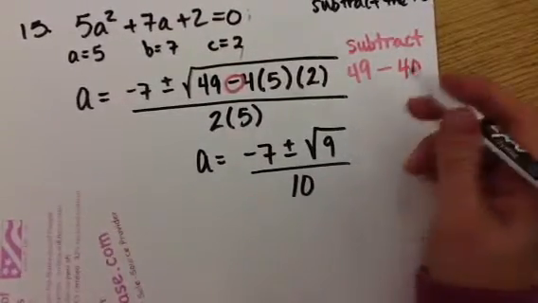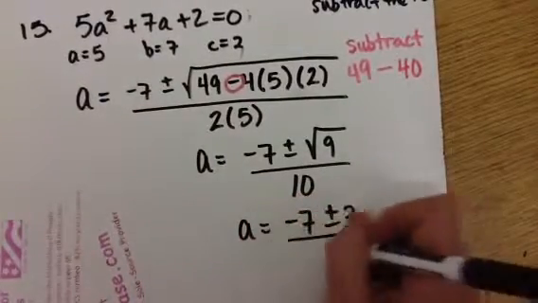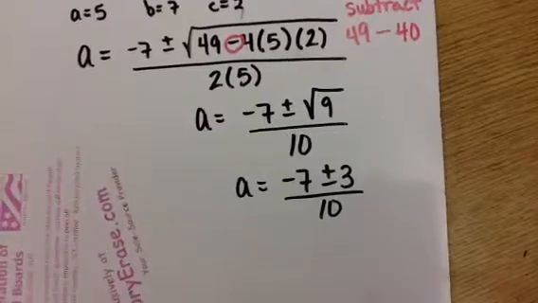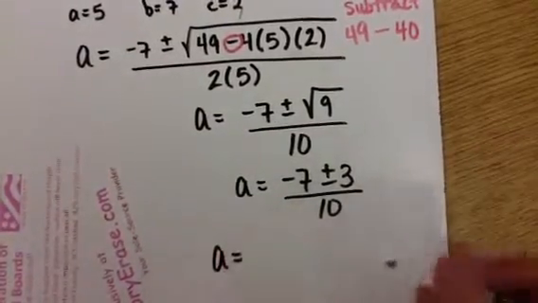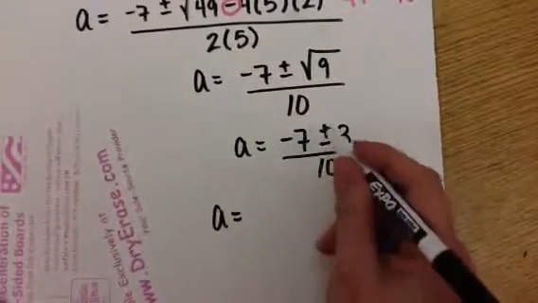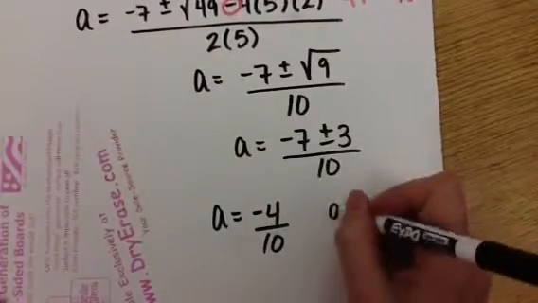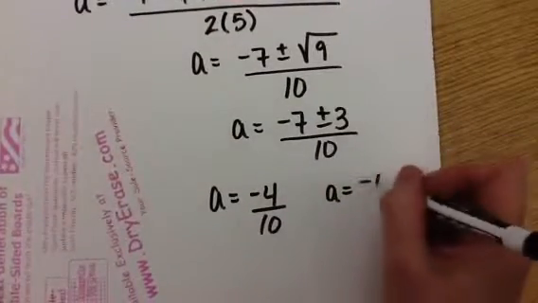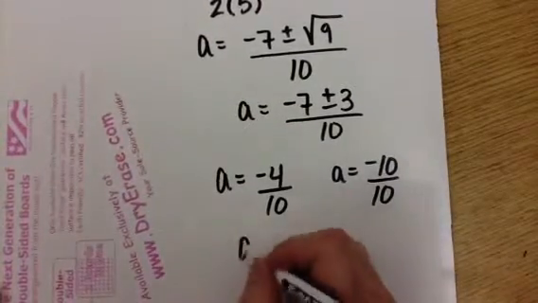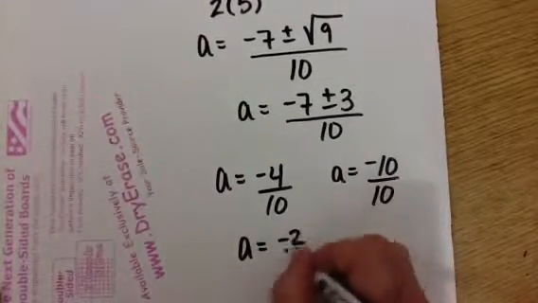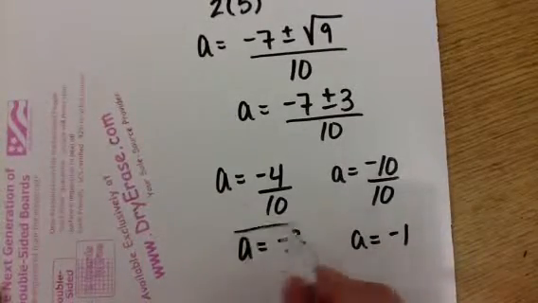Well, the square root of 9 is actually 3, so A equals negative 7 plus or minus 3 all over 10. And right now nothing simplifies, but I do have like terms, so I'm going to go ahead and break this down into negative 7 plus 3, which is negative 4 over 10, and negative 7 minus 3, which is negative 10 over 10. And now I can simplify. So A is going to equal negative 2/5, or A is going to equal negative 1.